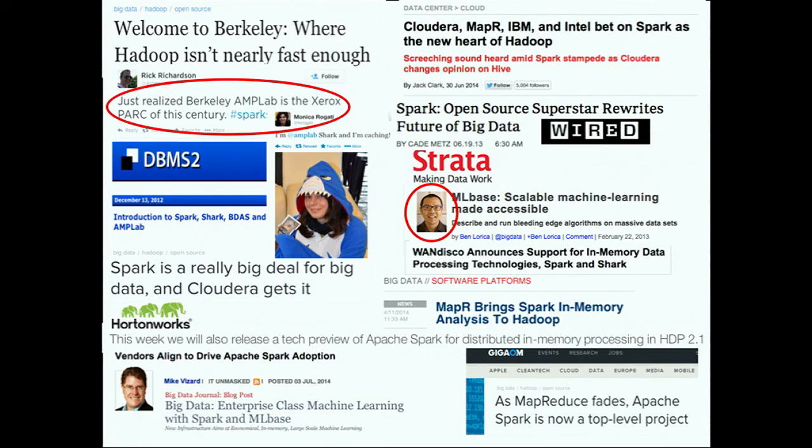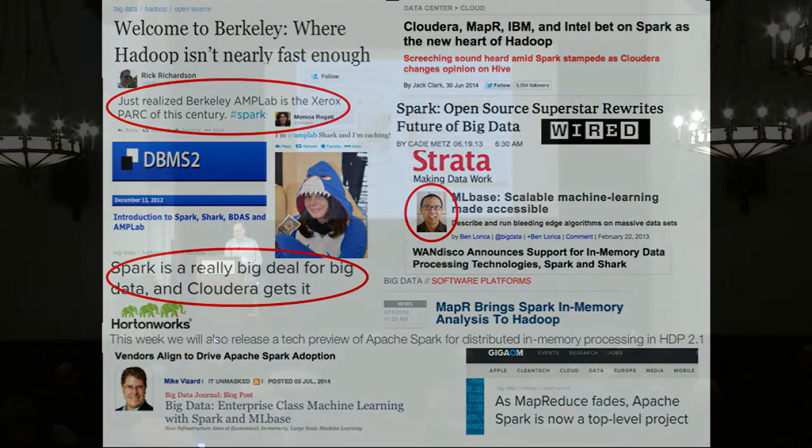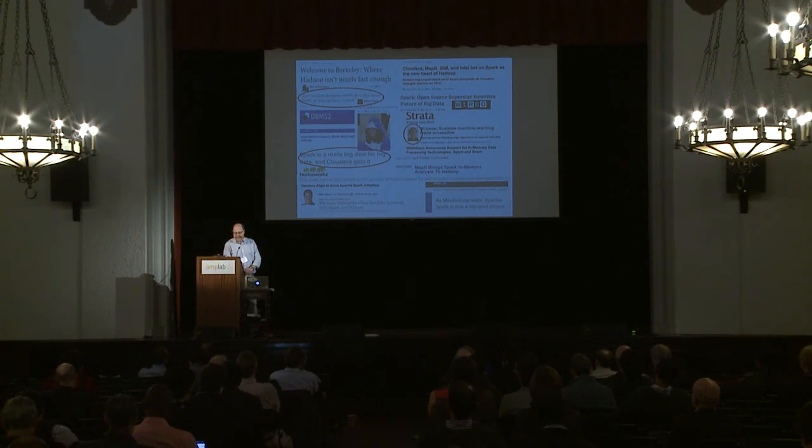Ben Lorica, who's here, was a very early supporter of us and brought a lot of attention to our project. And Cloudera, Mike Olson is here. You'll hear from him. Very early on, saw what we were doing, saw value in it, and started rolling things out to their customers and gave us a lot of validation for what we were doing.